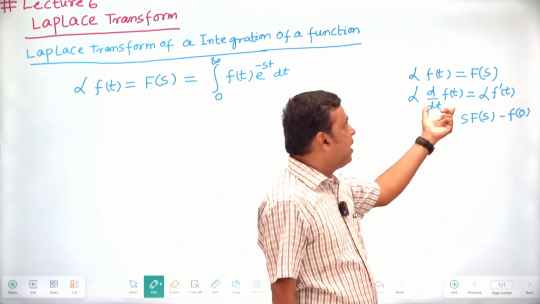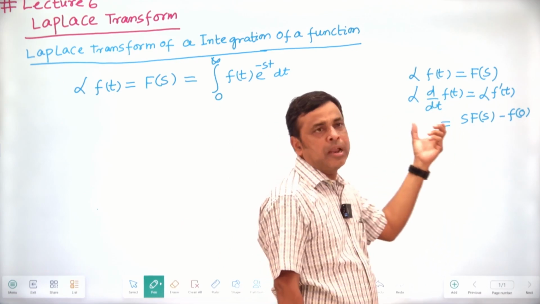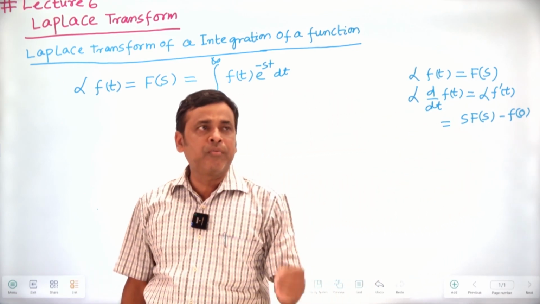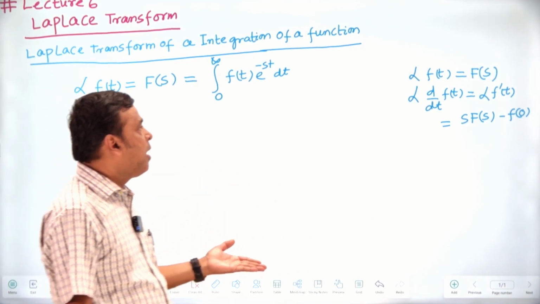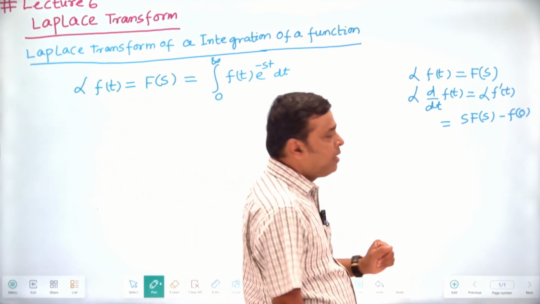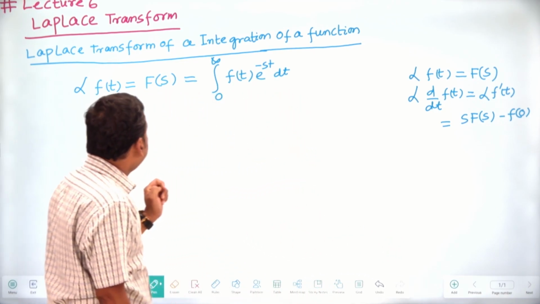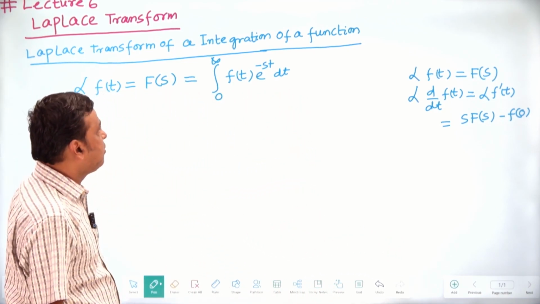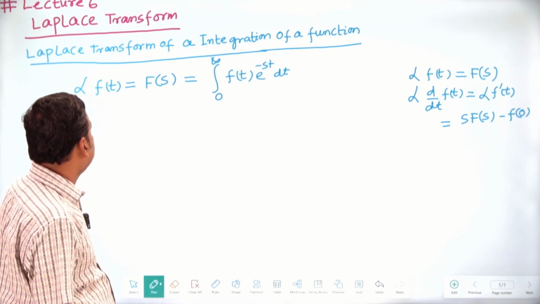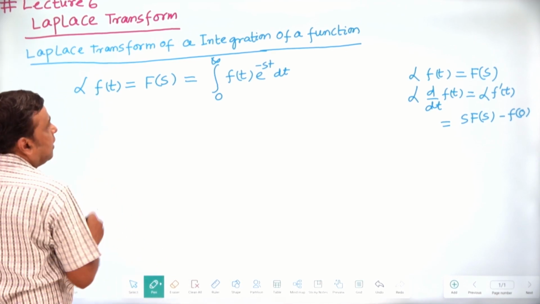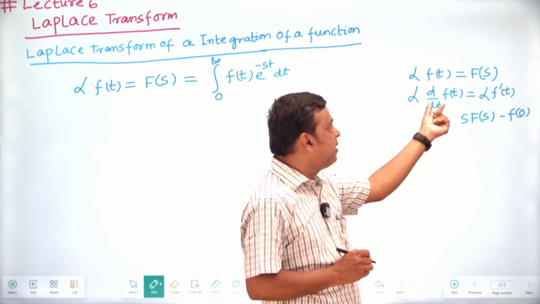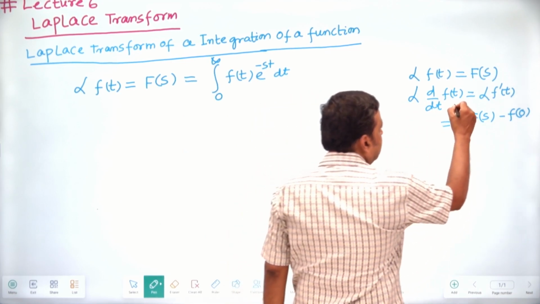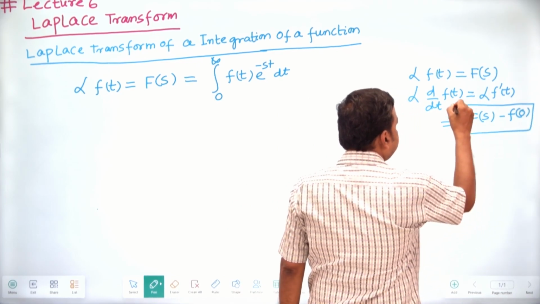So how do we find the Laplace transform of derivative functions? Suppose a time domain function is given. You have to find the derivative of that time domain function, and then convert it into the Laplace transform. Now today, the Laplace transform of integration of functions. Like the Laplace transform of a derivative function d by dt of f of t, which is s F of s minus f of 0.